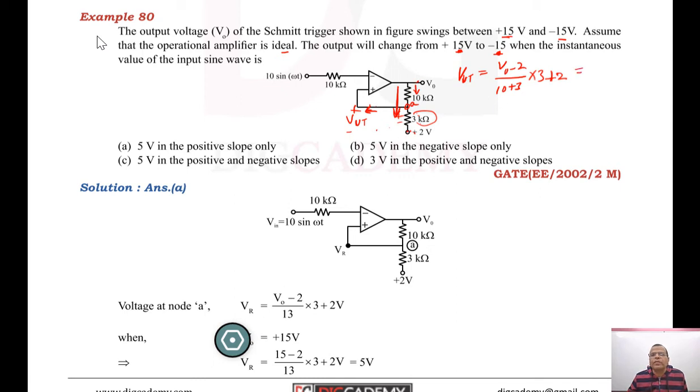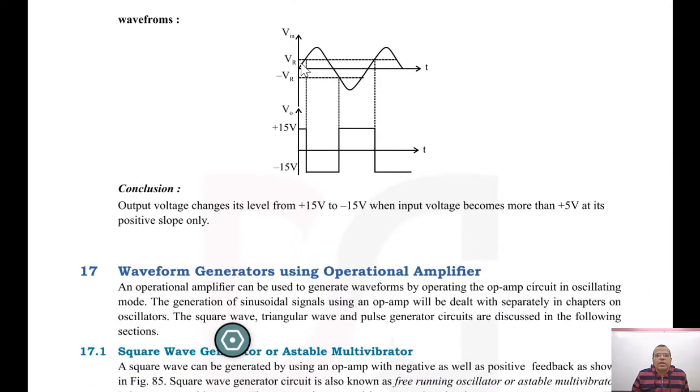So the initial voltage is 15. So 15 minus 2 divided by 13 multiplied by 3 plus 2, and that is how much? 5 volt in positive slope only. That is your threshold voltage. Positive slope means that is basically the voltage when the input voltage is positive. You can see here, this is the upper threshold voltage and this is the positive slope of the input signal. So that is nothing but your voltage, right?